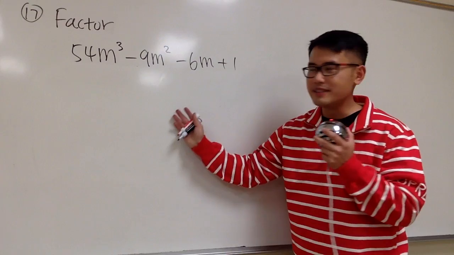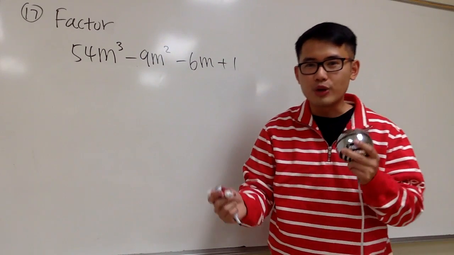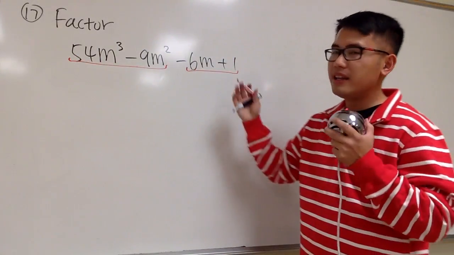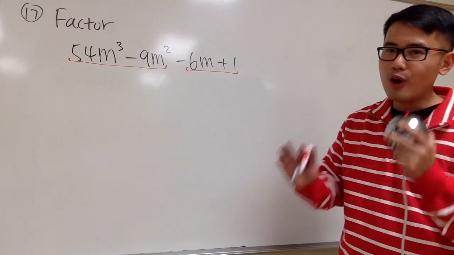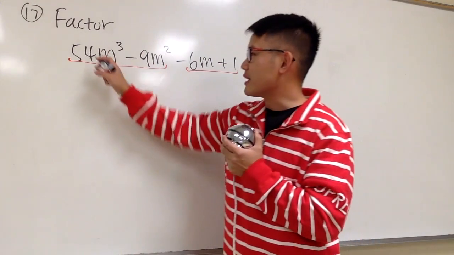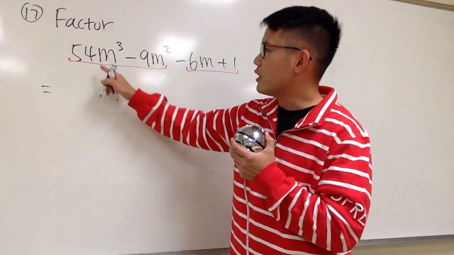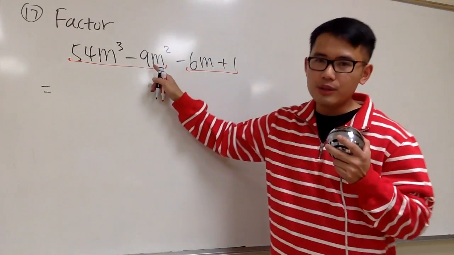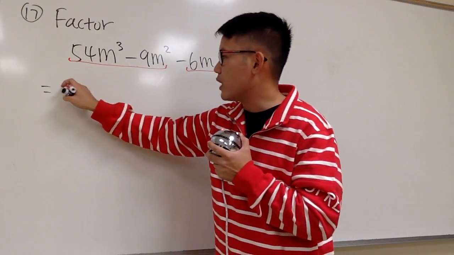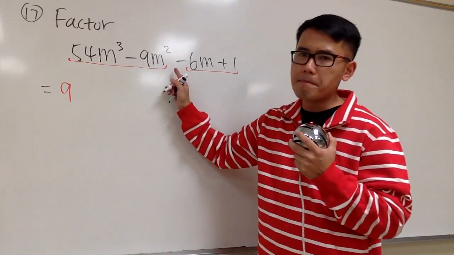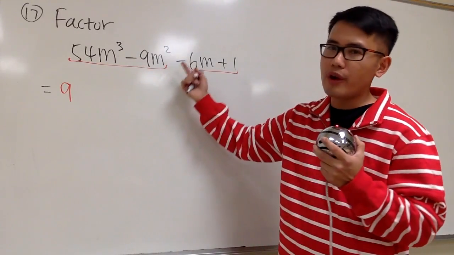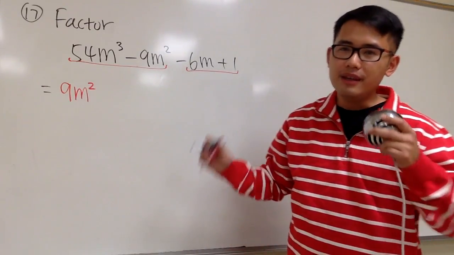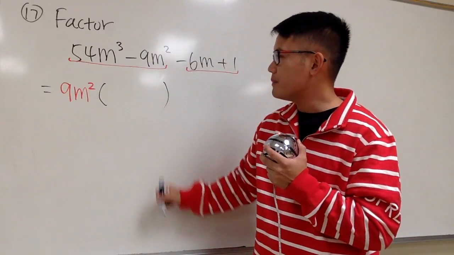All right, number 17, as we can see, we have 4 terms, right? Therefore, we shall try this by grouping. And we will group the first 2 together and group the second 2 together like this with underlines, right? No parentheses yet. And now let's focus on this first. What can we factor out from 54 and 9? We know that 9 goes into 54 and it goes into 9 as well, right? So of course we can factor out the 9 then. How about for the m? This is m to the third power, this is m squared, so we can factor out the smaller exponent, which is m to the second power. And then we open a parenthesis for the leftover.